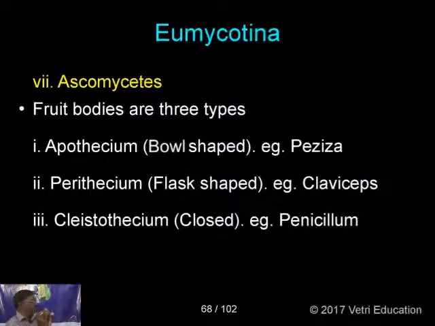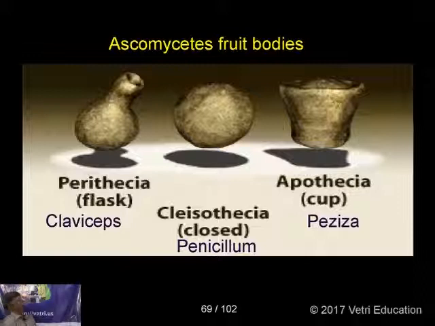Example, Claviceps. The third one, Cleistothecium. I already told you, Kleistos means closed fruiting body. Example, Penicillium. In these two types, apothecium and perithecium, there is an opening on the upper side so that dispersal of the spores takes place. Whereas in the Cleistothecium, only after the decay of the outer wall are the spores released, so that after finding a suitable substratum, they develop into that particular Ascomycetes fungus. So these are the three types of fruiting bodies found in Ascomycetes.